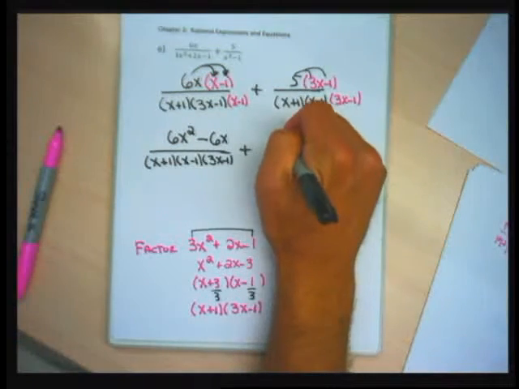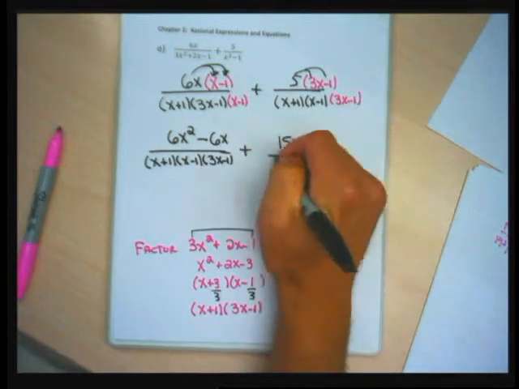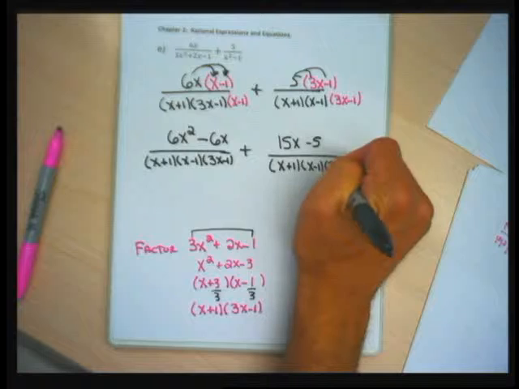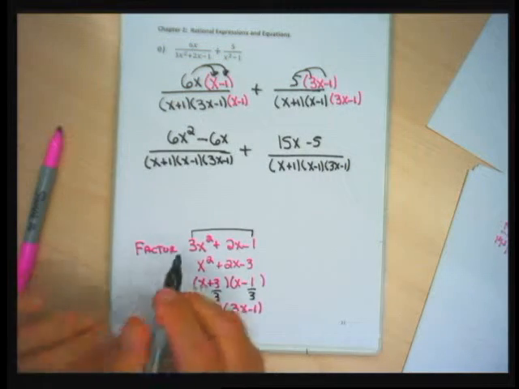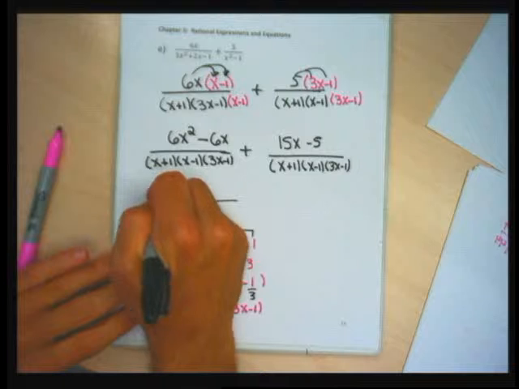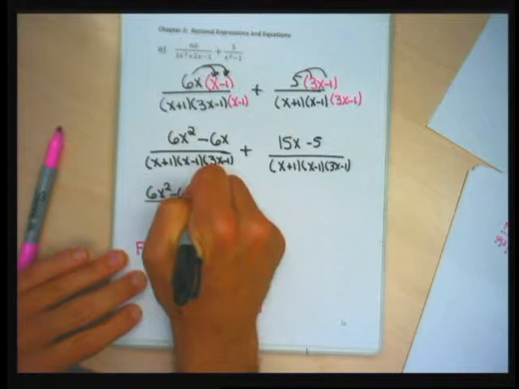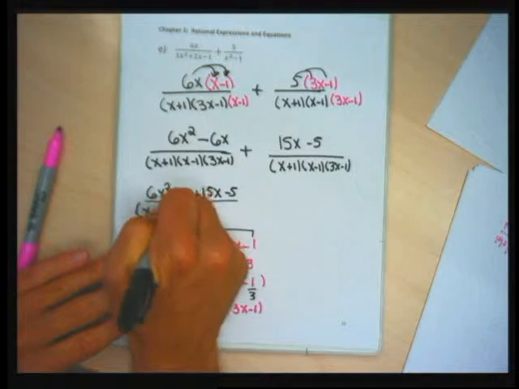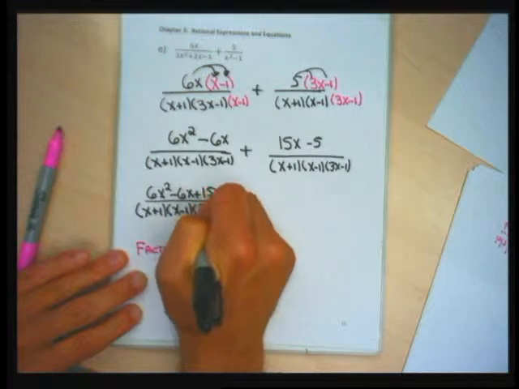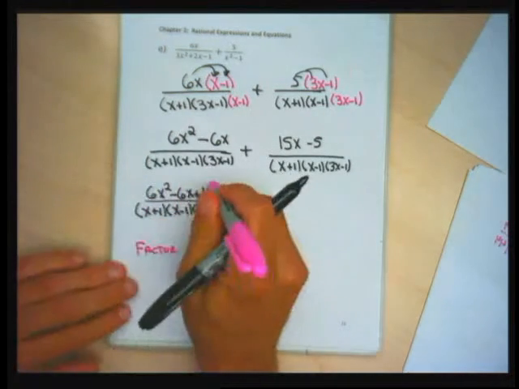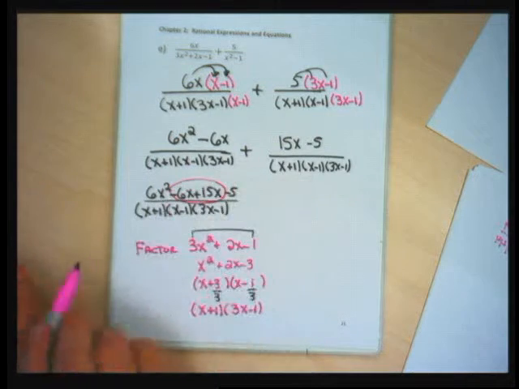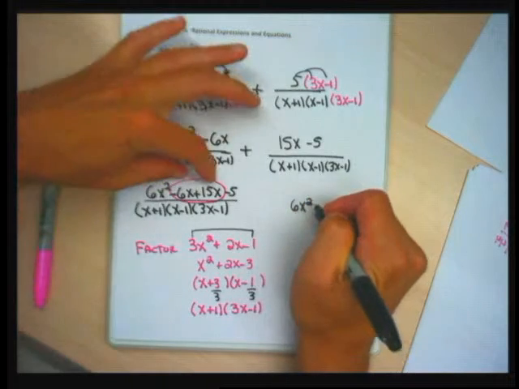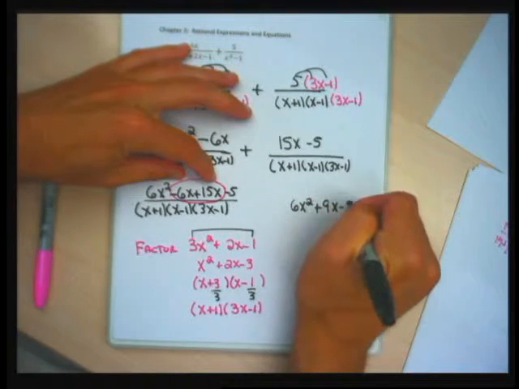5 times 3x is 15x. 5 times minus 1 is minus 5. I've picked an order for my denominator, so I'm going to stick with that order. Now I'm going to make the two fractions into one by writing their numerators together. Fortunately, it's not a subtraction problem, so I don't have to worry about changing signs. Now I'm going to simplify the numerator. This minus 6x plus 15x gives me a plus 9x. So I'm going to write 6x squared plus 9x minus 5.